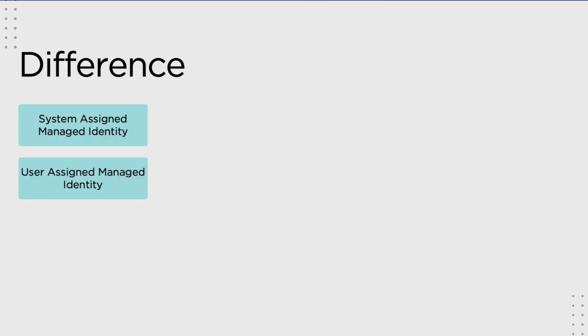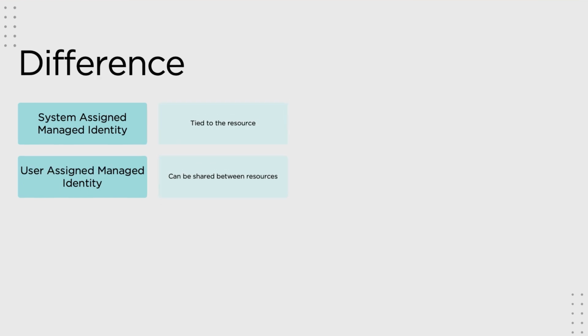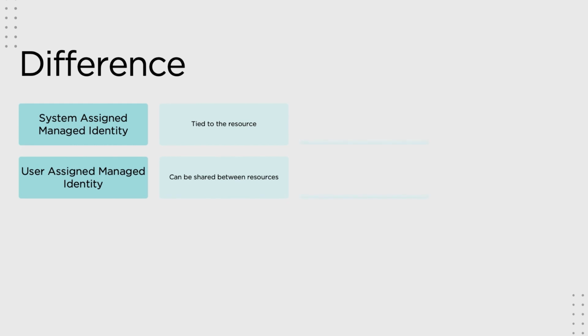Now let's look at the difference between system assigned managed identity and user assigned managed identity. System assigned managed identities are tied to the resources, whereas user assigned managed identities can be shared between resources. System assigned identities are automatically created, whereas user assigned managed identities are manually created. System assigned managed identities are deleted upon resource deletion, whereas user assigned managed identities need to be deleted manually.